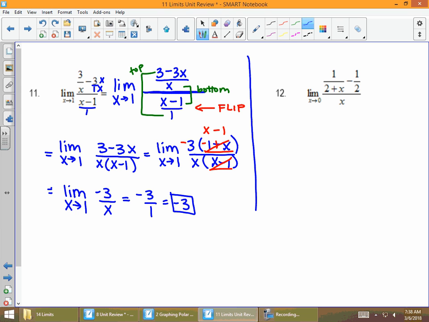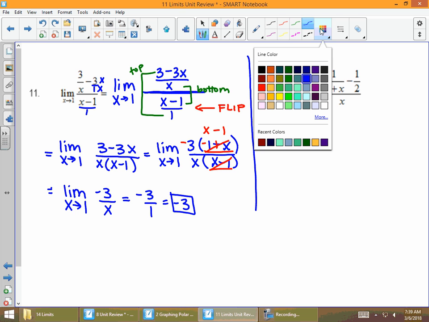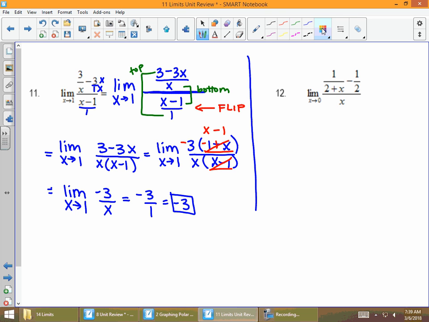Okay, number 12, one more complex fraction, and then we're on to some of your infinity rules that are a little bit less intensive here. Okay, so for number 12, the limit as x approaches 0. Clearly we can't plug that in the way this looks right now. So we've got some work to do. I'm going to go ahead and put this x over 1, and I need a common denominator.